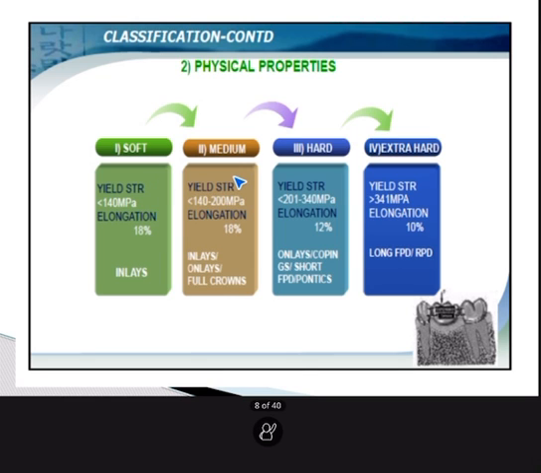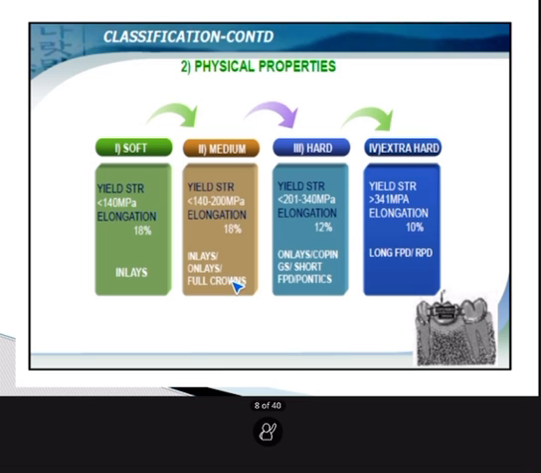Then you have the medium type, where yield strength is more than 140, and it can be used for inlays, onlays, and full crowns. Then you have hard, where yield strength is 201 to 340, and it can be used for onlays or copings. You can use a coping in short fixed prosthodontics.